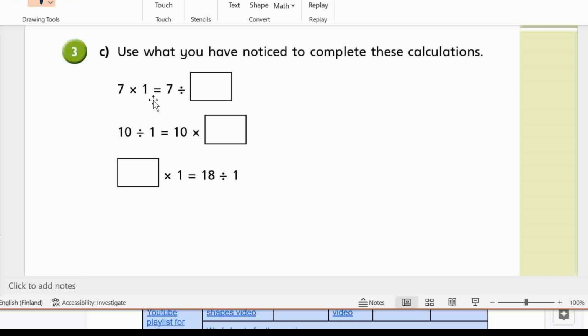Okay, so 7 times 1 equals 7 divided by 1. Yeah, because we saw earlier that it gives you the same answer if you divide by 1 or times by 1. And here it's the same. 10 divided by 1 equals 10 times 1. Now we need to look here. 18 divided by 1 equals something times 1. 18. Good. Good job.